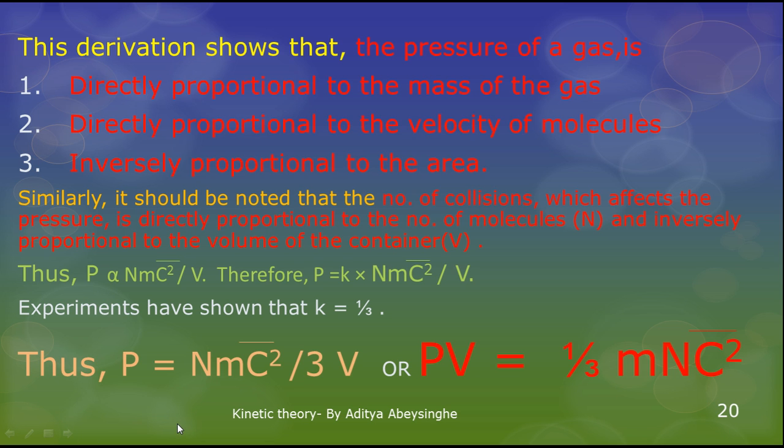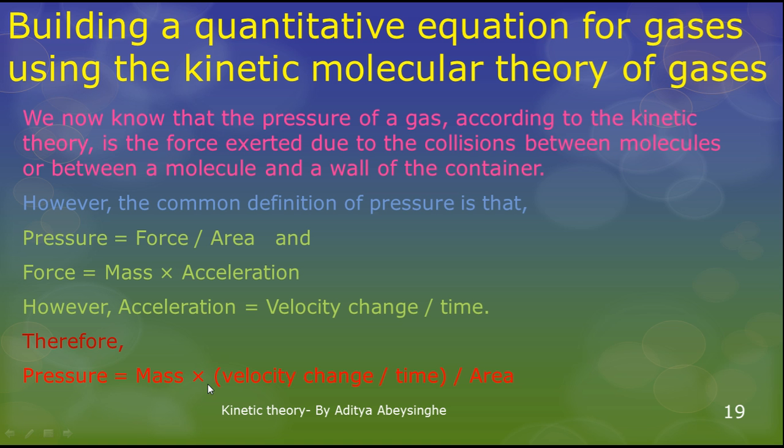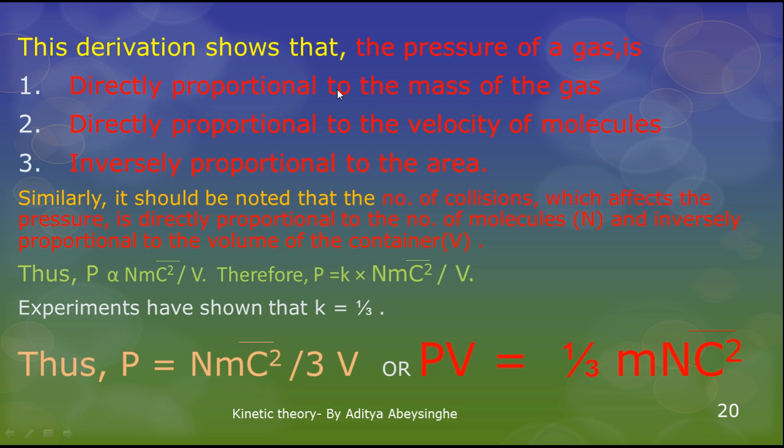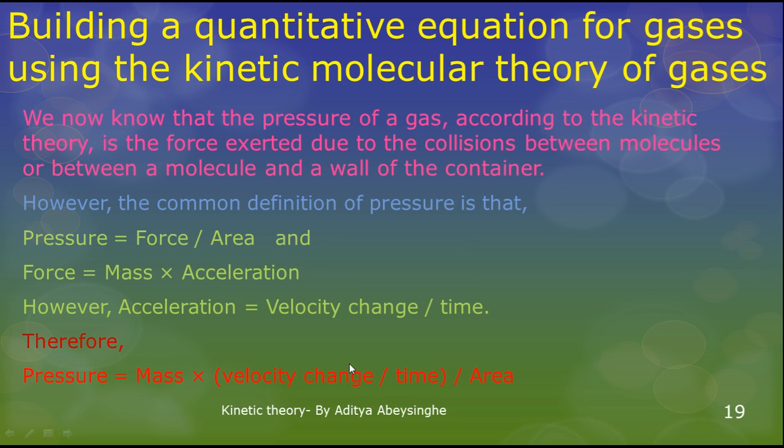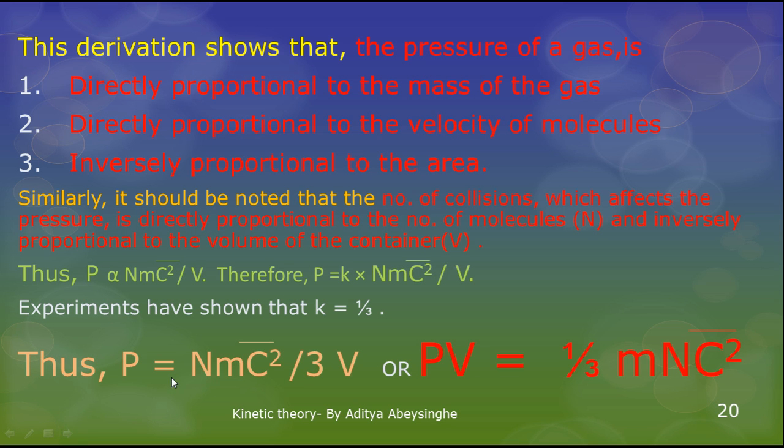You can see from this derivation that the pressure of a gas is directly proportional to the mass of the gas. If the velocity change per time, or the acceleration of the particles, is a constant, and the area of the container in which the gas is contained is normally a constant, the pressure is directly proportional to the mass, and it is also directly proportional to the velocity change. It is inversely proportional to the area. Similarly, it should be noted that the number of collisions which affect the pressure is directly proportional to the number of molecules.